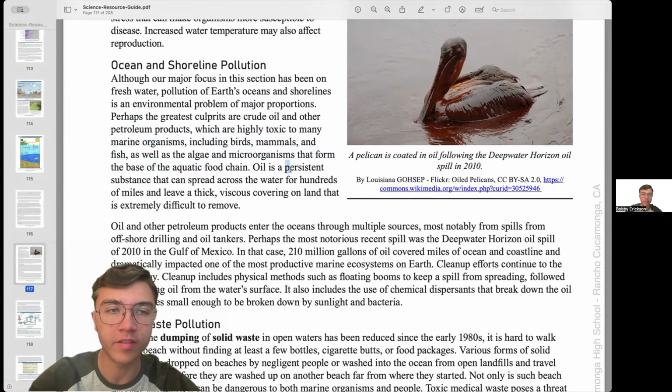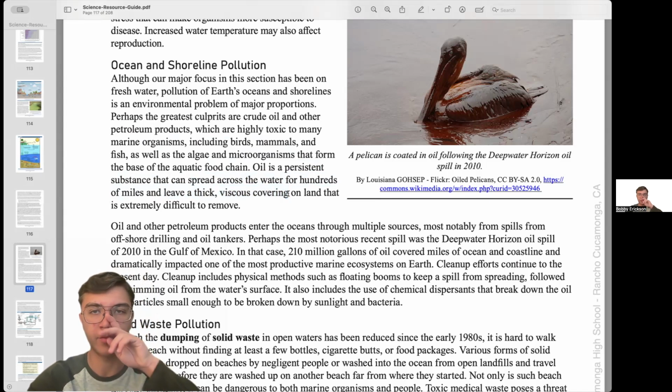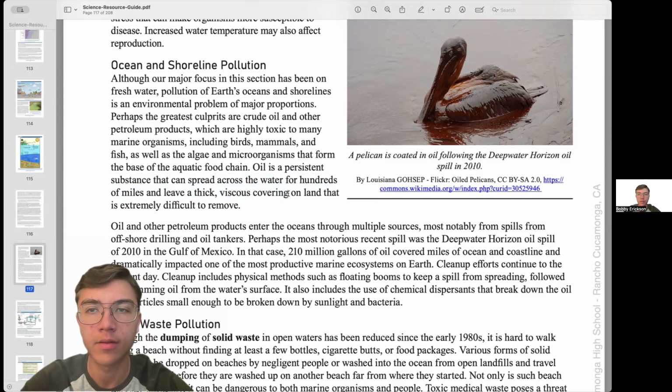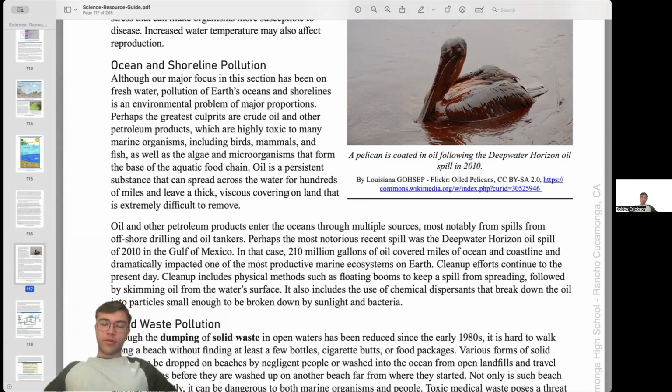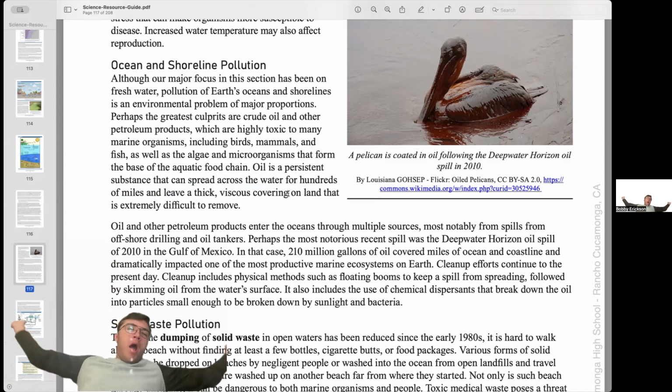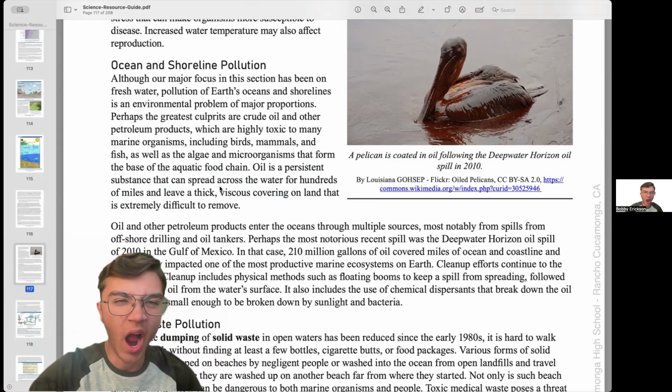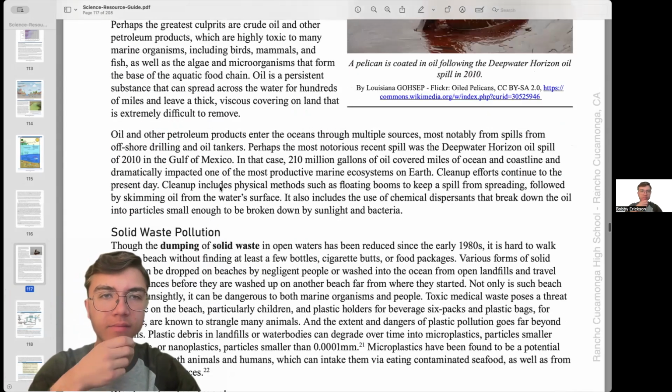Now, it's persistent, so it stays in the water and spreads for hundreds of miles, leaving a thick, viscous covering on land that is extremely difficult to remove. It's hard to remove oil from water, or even just from areas in general, because water and oil do not mix. And so this will harm a lot of birds, mammals, fish, and microorganisms.